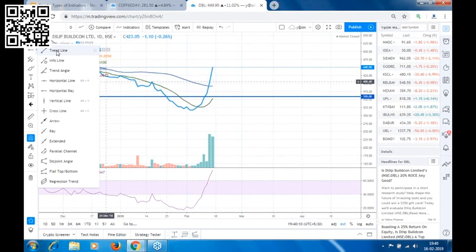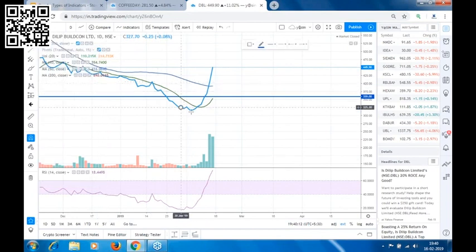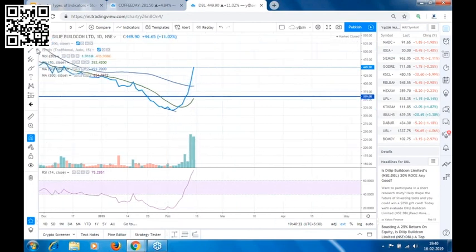at this point in Delhi Buildcon. The price is making a lower low, but your RSI is making a higher low. Price is going down and RSI is moving in the upward direction, and we saw the reversal in the stock after that.